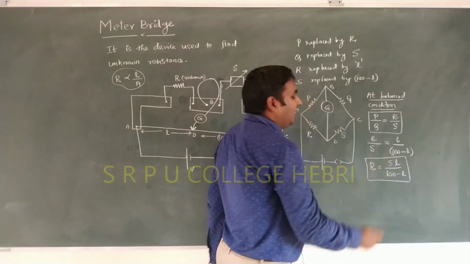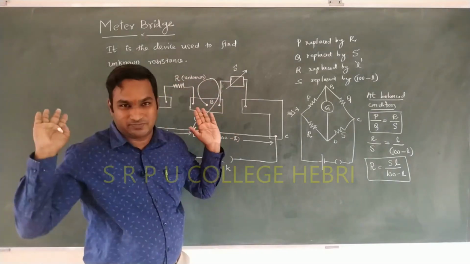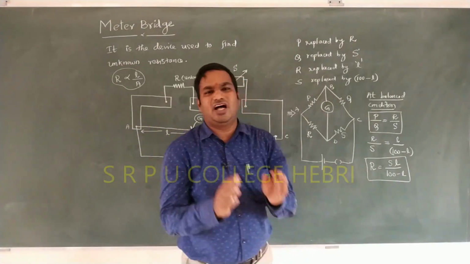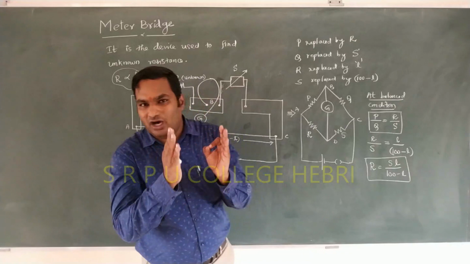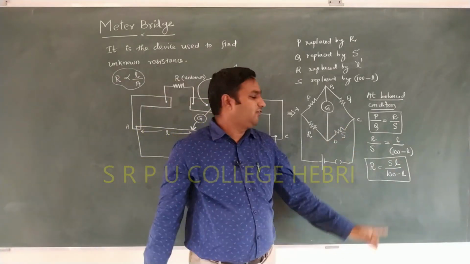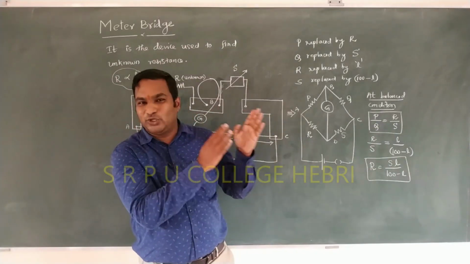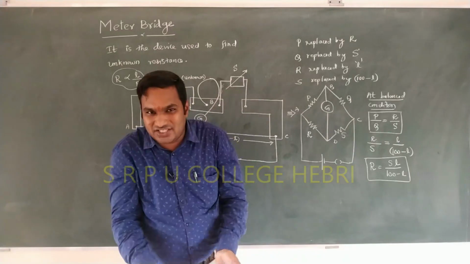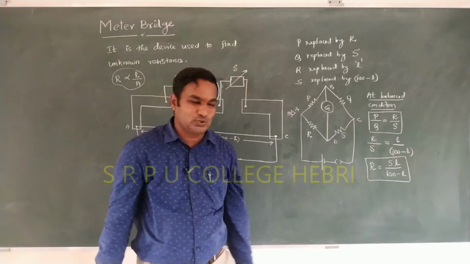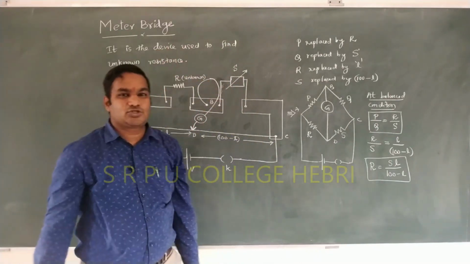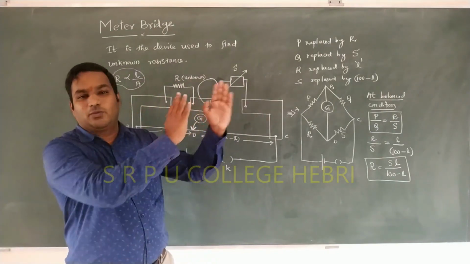Remember, where R is the resistance of a given material of a wire, its value is unknown. By using this formula, we get the answer for the unknown resistance. Once you get the value of the unknown resistance, we can easily find out the resistivity of the material of a wire, that you already learned. That's why the meter bridge is the instrument used to find out the unknown resistance of a given material of a wire or its resistivity.